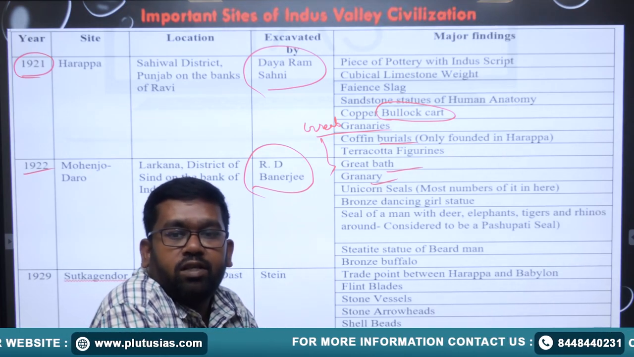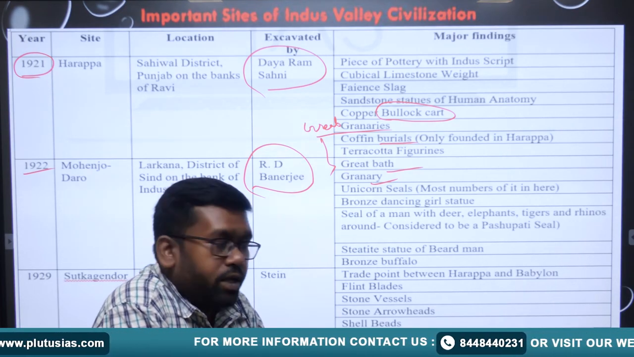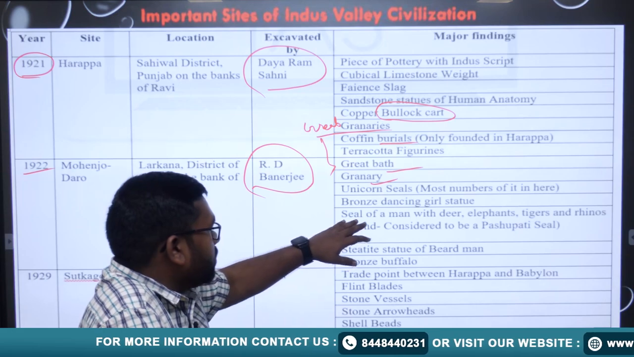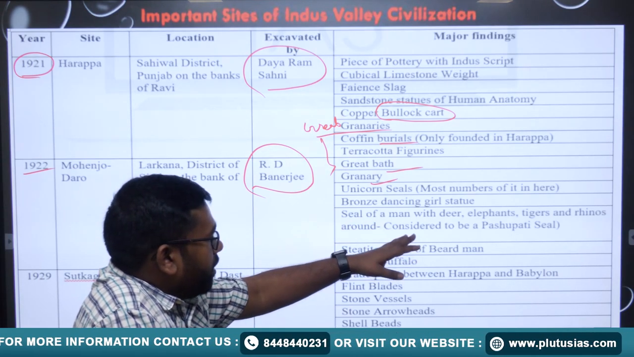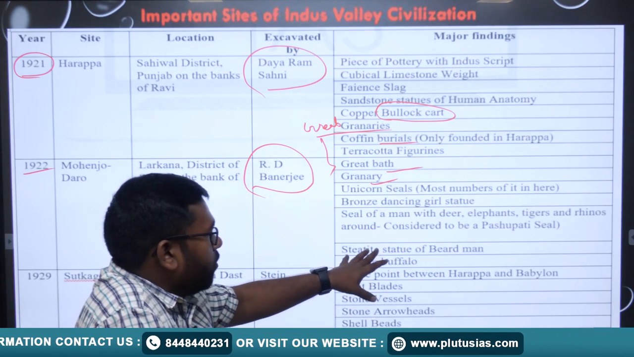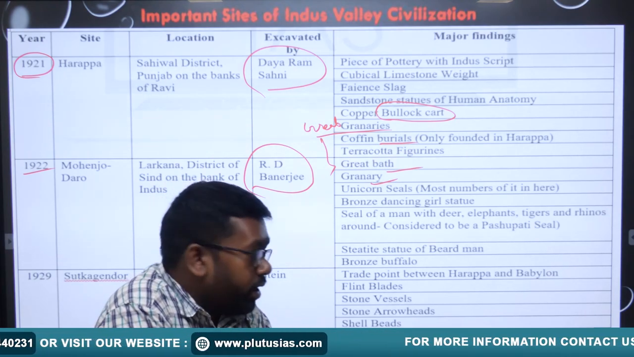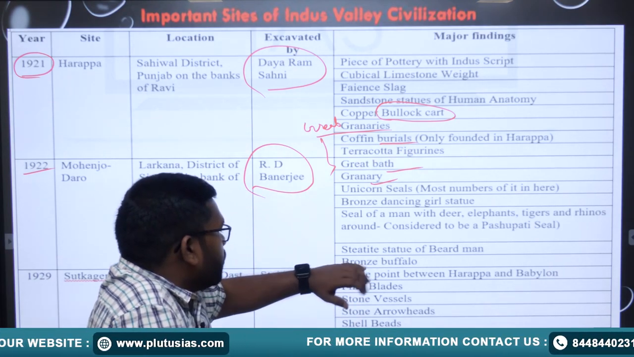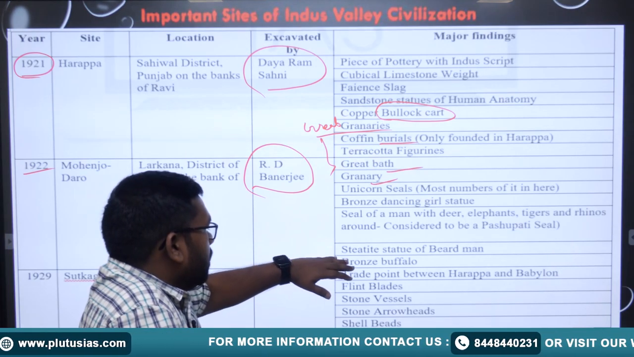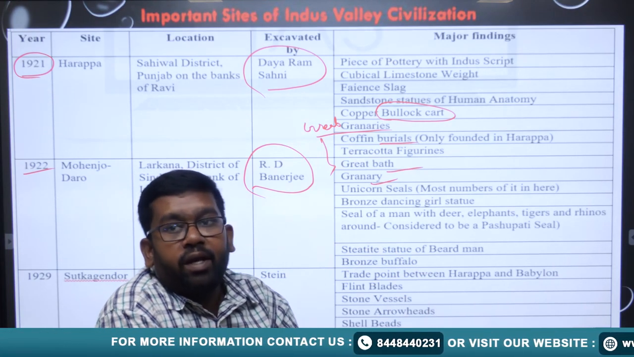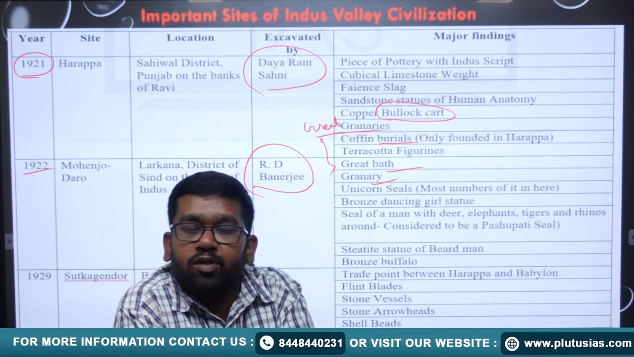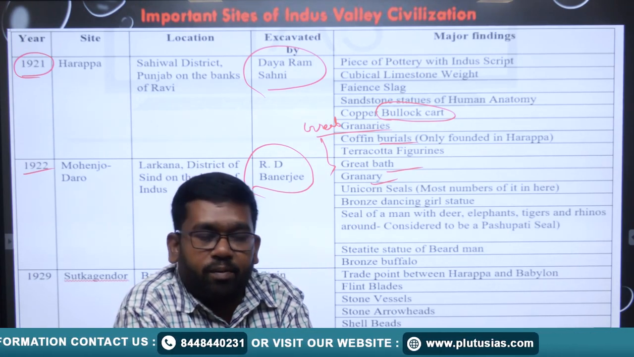One seal is found which is considered to be the Pashupati god. In this seal, we find a man surrounded by deer, elephant, tiger, and rhino, and this is considered to be the Pashupati seal. If we go further, do you know that they have a bronze buffalo also? And the statue of the bearded man is found from Mohenjo-daro. So these are the most important aspects of the Indus Valley civilization.